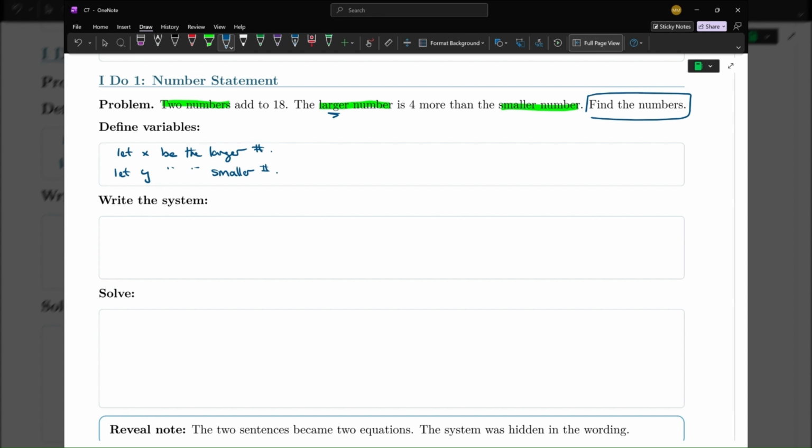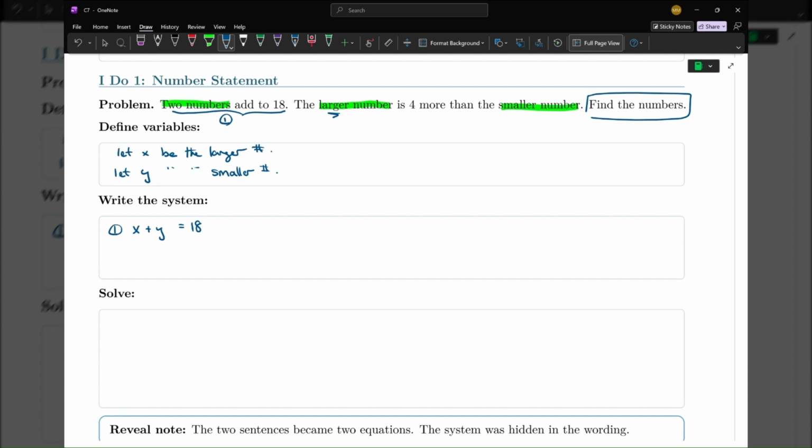Okay. So once I have those, I'm going to create my equations. I said earlier, I'm looking for two pieces of information to tell me about two different things. Each piece of information is going to be an equation. So two numbers add to 18. That tells me that my number x and my number y are going to add up to 18. So there's equation 1, and I got that from this piece of information.